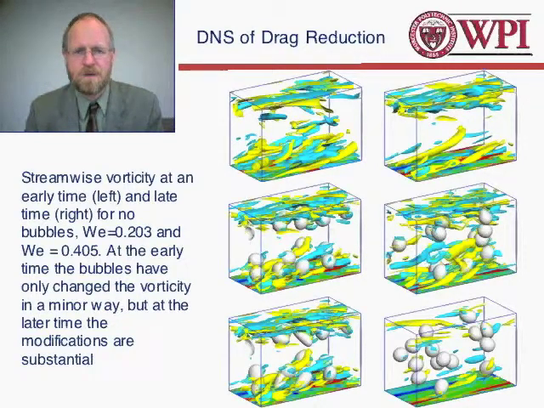The middle frames are from a simulation where the bubbles remain relatively spherical, and the vertical flow has certainly changed from the early time on the left to the late time on the right, but the vertical structures are somewhat similar. In the bottom frame, where the bubbles are most deformable, at the early time there are relatively little changes to the flow, but at the later time there's actually been a significant decrease in the streamwise vorticity.